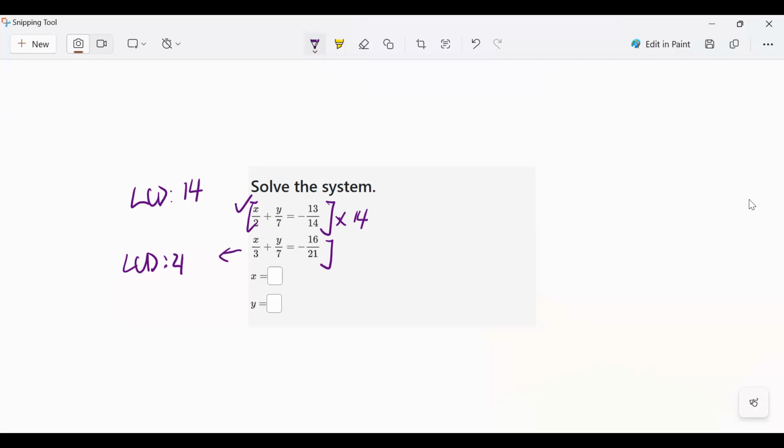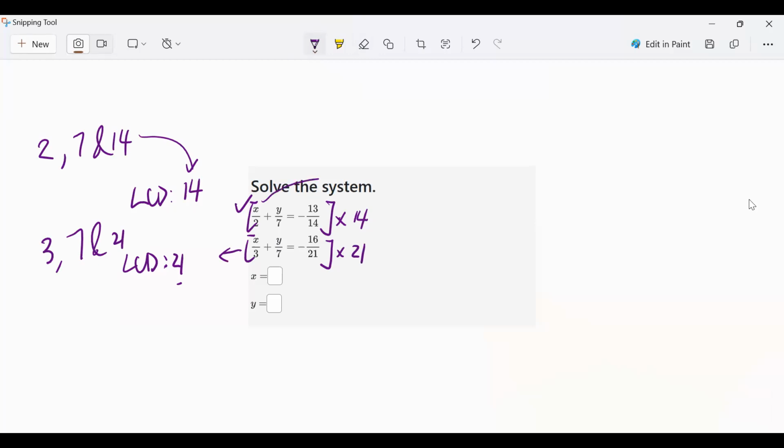So we need to figure out the LCD for the top equation. For 2, 7, 14, the LCD is 14. And for 3, 7, 21, the LCD is 21. So for the equation on the top, you multiply by 14. For the equation on the bottom, we multiply by 21.